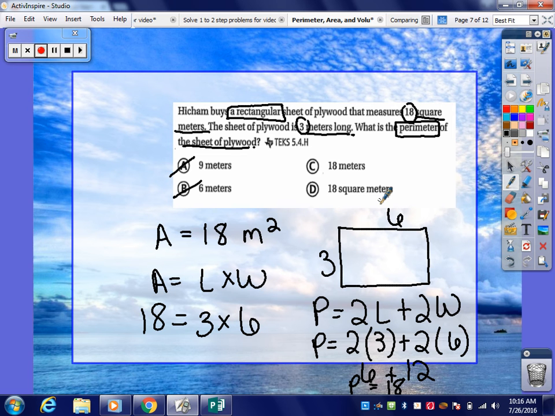Right, Ellie, would it be meters or square meters? Okay, think about earlier we said area was square meters. We're looking for perimeter. Would you like to call in a friend for help? Okay, Josh, would it be meters or square meters? Good, it would be meters. The square meters would be for area. So that is why it's just meters for perimeter. Good job.